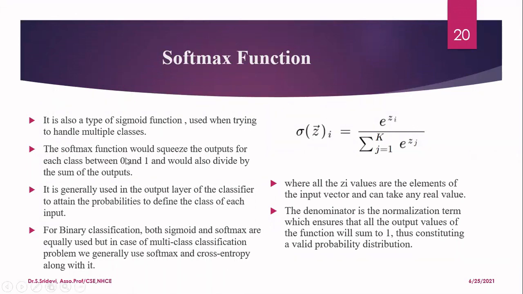This softmax function will squeeze your output for every class between 0 and 1. Then it will divide the value by the sum of the outputs, like normalization. It is generally used in the output layer of the classifier to obtain the probability for every class of the multi-class classification problem. If you have a binary classification problem, you can use sigmoid as well as softmax. If you have a multi-class classification problem, generally we will use only softmax along with something called cross entropy. We will see this later.